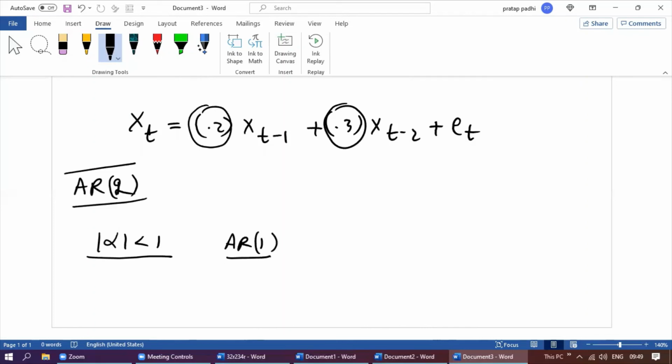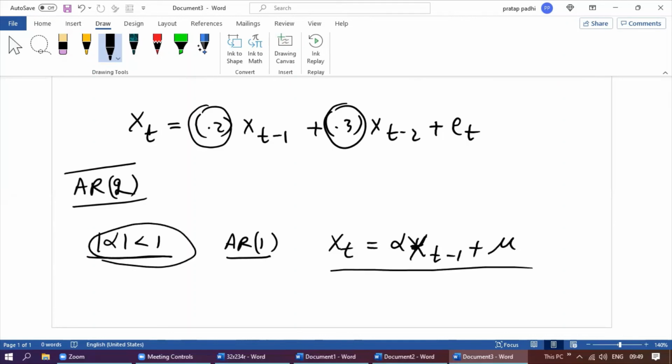Only for the processes where there is a one-step dependency, xt is equal to alpha xt minus 1 plus mu. Only when you have one-step dependency will this work. If you have an AR2 process, AR3 process, AR4 process, or higher order processes, we have a different way of managing. For ARp, when p is greater than 1, we'll do it next time: how can you know whether ARp processes where p is greater than 1 are stationary or not? If you want to know, we'll have another class.